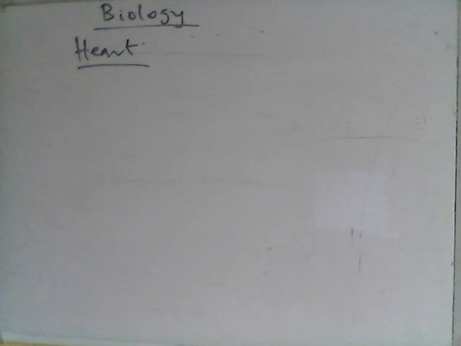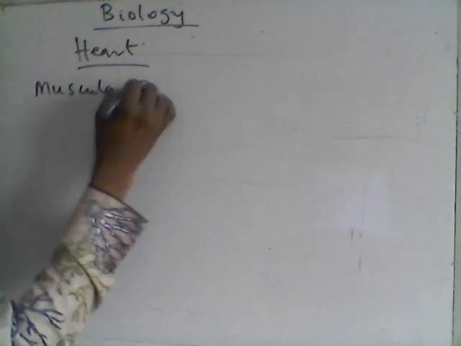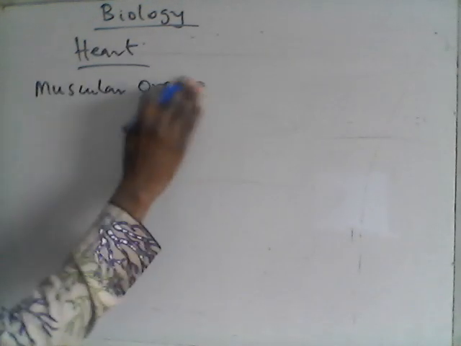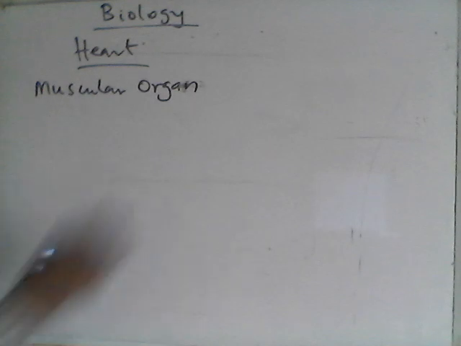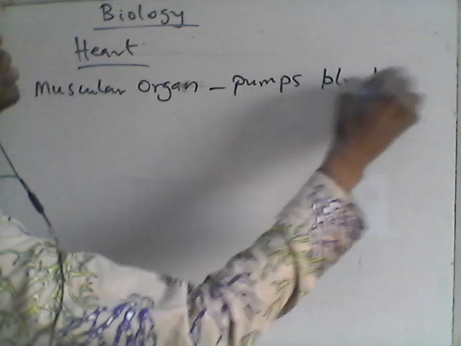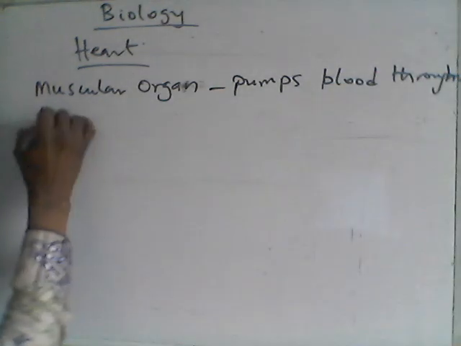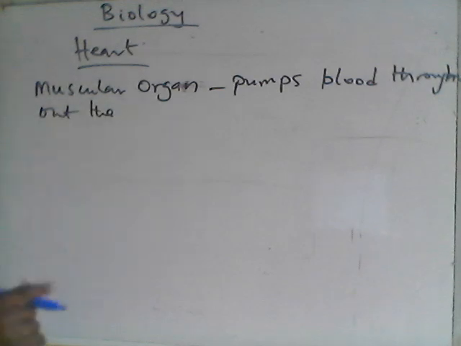So its feature is that it is a muscular organ. That means it has muscles. What it does is pump blood throughout the body, so it ensures that blood goes everywhere. There's a pressure that comes from the heart as it beats, and each beat pumps out blood and ensures that the pressure pushes the blood throughout the whole body.